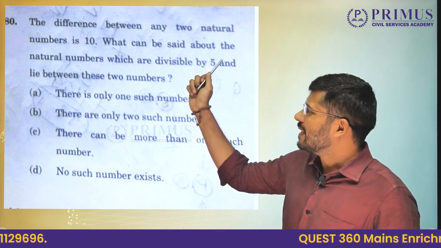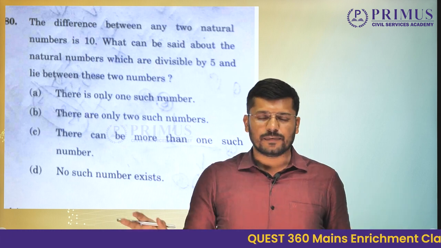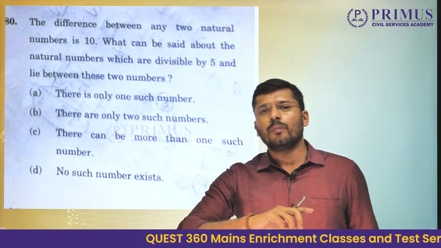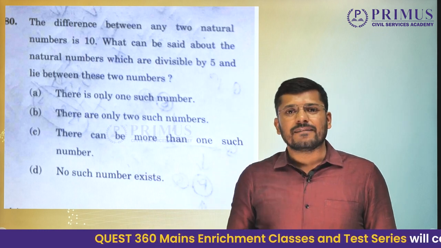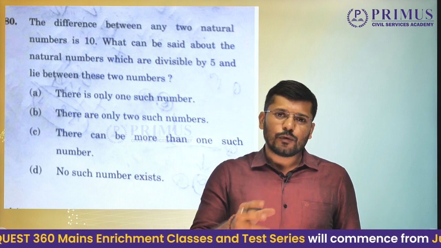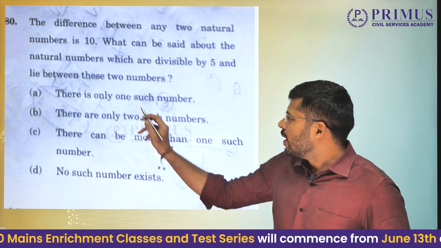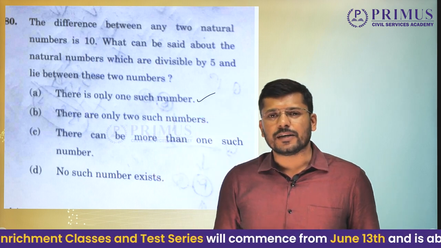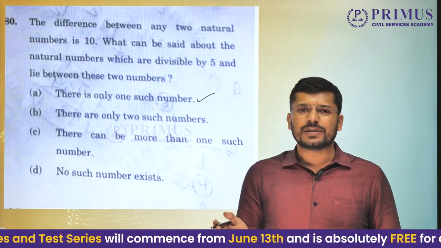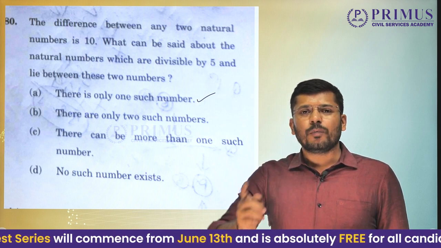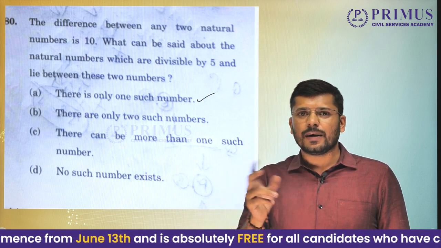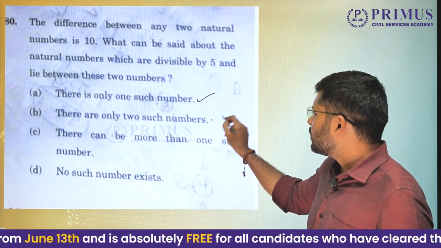Let us say we took 5 and 15. These are two natural numbers, and the difference between them is 10. But how many numbers between them are multiples of 5? The only multiple of 5 between 5 and 15 is 10. So there is only one such number. But if we took 1 and 11, the difference is again 10. How many multiples of 5 are there between 1 and 11? Two multiples, 5 and 10. So there are two such numbers.